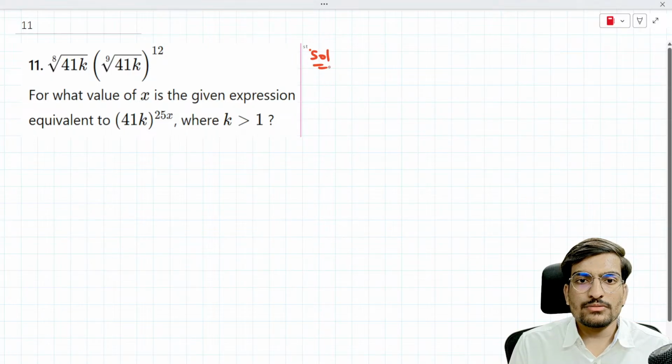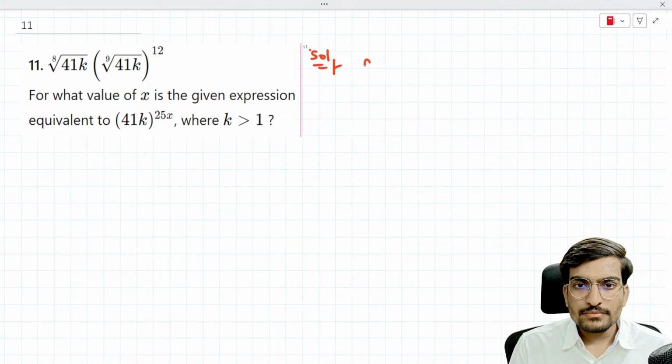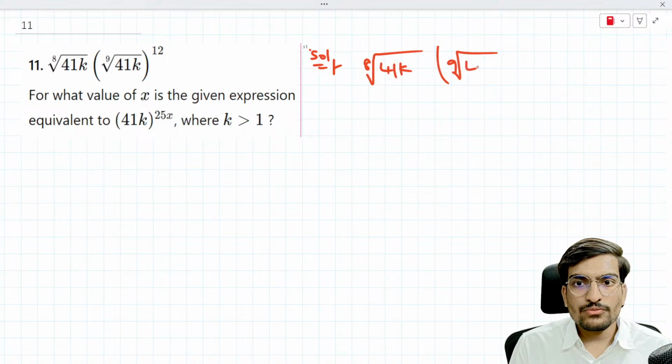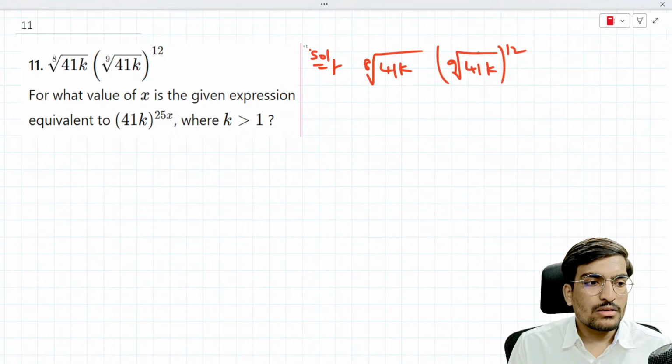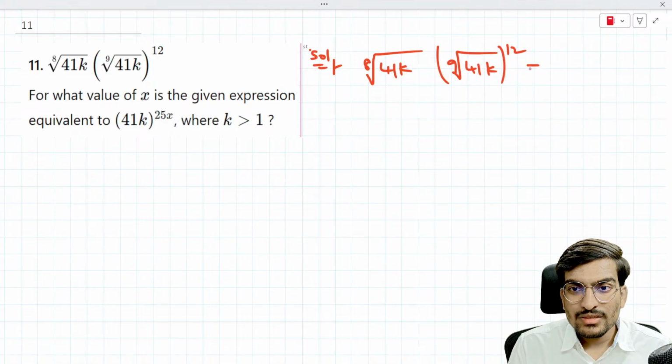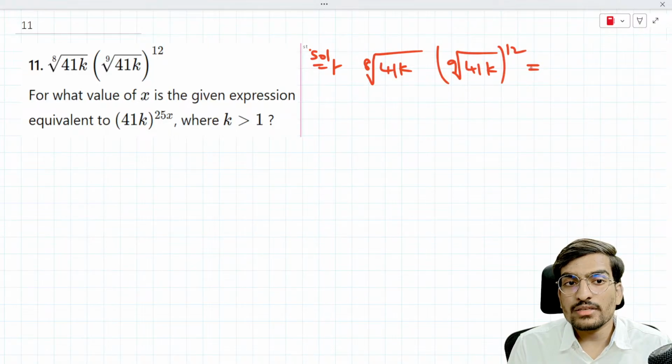So now question 11. The 8th root of 41k and the 9th root of 41k, whole to the power of 12. For what value of x is the given expression equivalent to this? For what value of x will this be equivalent?